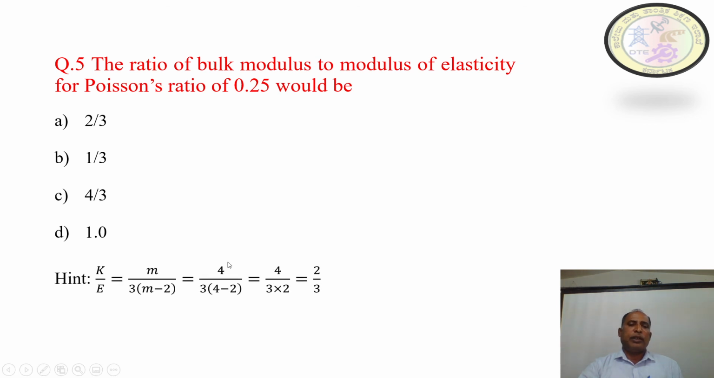So the value of m is 4 for the Poisson's ratio of 0.25. Therefore 4 divided by 3 into (4 minus 2), that is 4 divided by 3 into 2. Depending on the options, simplify the answer. So therefore 2 by 3 is the correct answer. So option A is correct.